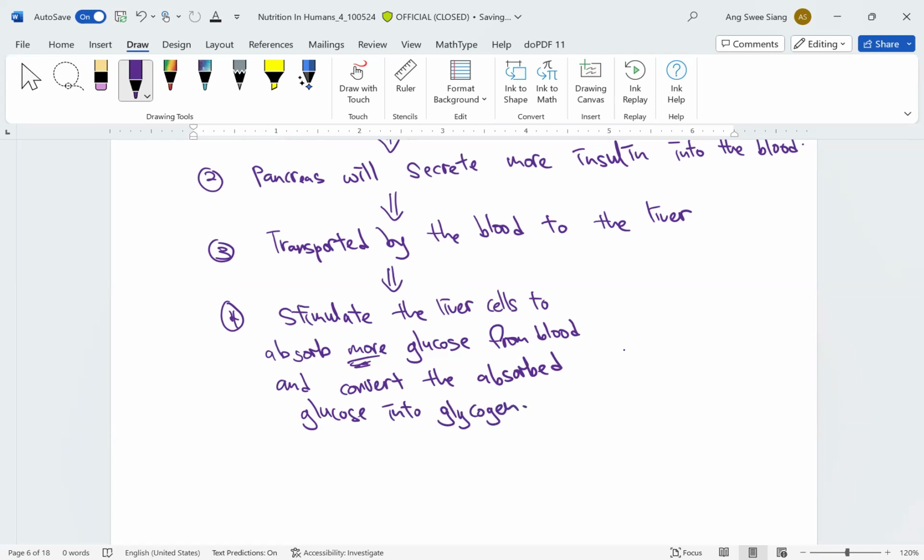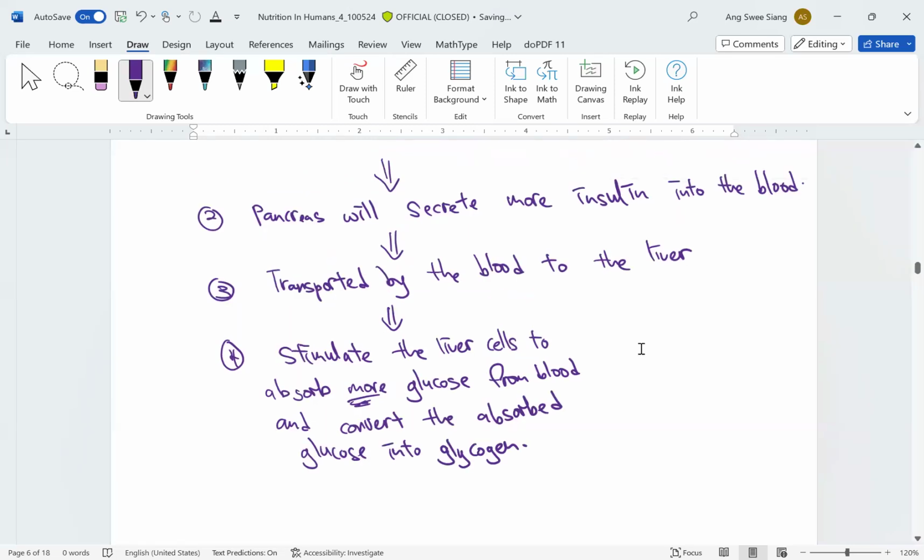This is just one function. When more insulin is secreted, it is transported by the blood to the liver, and this is what is happening in the liver. Actually there are other effects of more insulin, but I will talk about them in the next lesson because I want to complete the story and not leave it hanging.